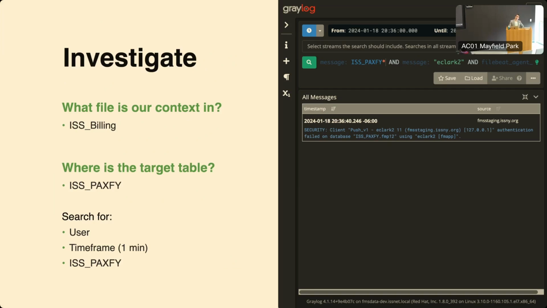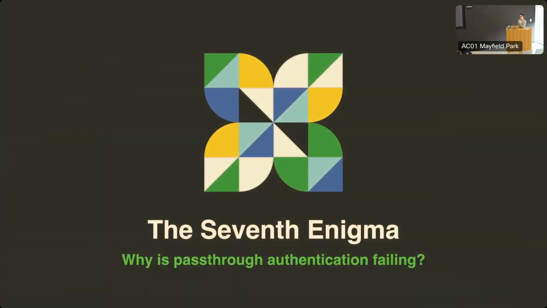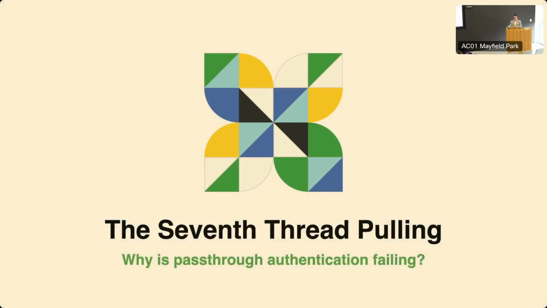So I thought, great, this is a super easy fix. So here's what we did. At the top of the script, we manually opened the packs FY file, made sure that it was open. If it wasn't open, then we just exited the script. Super simple, except it didn't work. So for some reason, pass-through authentication is failing. How does pass-through authentication fail?